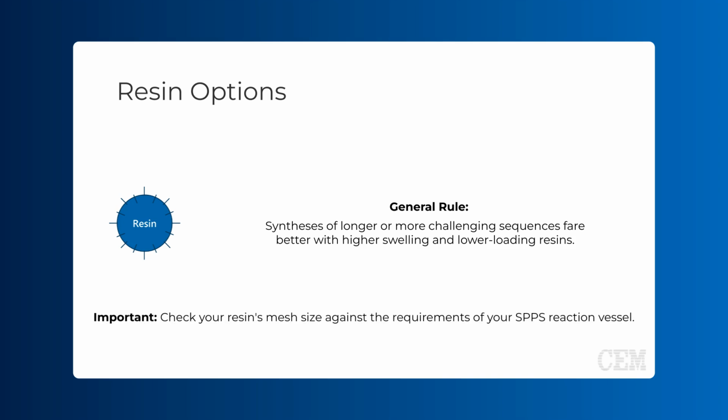Please note that resin beads come in many sizes, with 100 to 200 mesh being most common. It is important to check resin mesh size compatibility with the manufacturer of your specific SPPS reaction vessels.